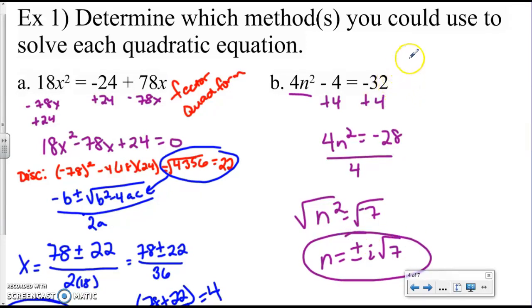Okay. You could use the quadratic formula on this, and you could also try to factor it. It doesn't work too well when you factor, but these are probably the best methods: square root and quadratic formula. Okay. Let's do 2 more.